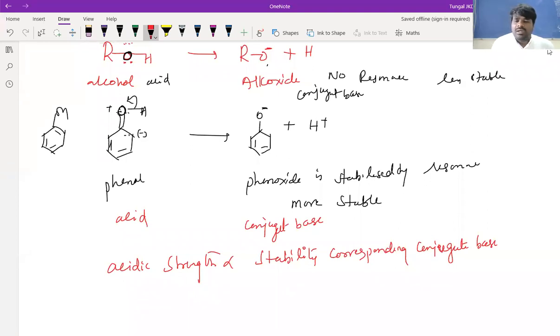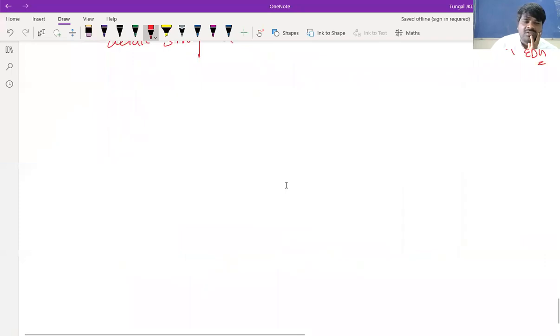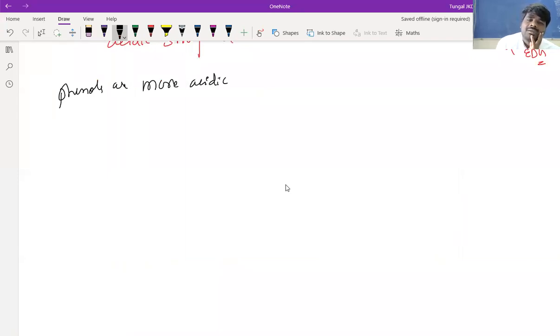So the stability of this conjugate base is directly proportional to electron withdrawing groups and inversely proportional to electron donating groups. This is very, very important. So what is my first conclusion? The first conclusion is that phenols are more acidic than alcohols due to the above reasons.